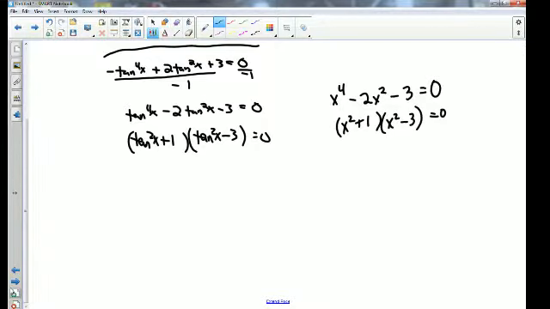And then what next? Yeah, set them each equal to 0 because you factored, so we get tan squared x plus 1 equals 0. Tan squared x minus 3 equals 0.